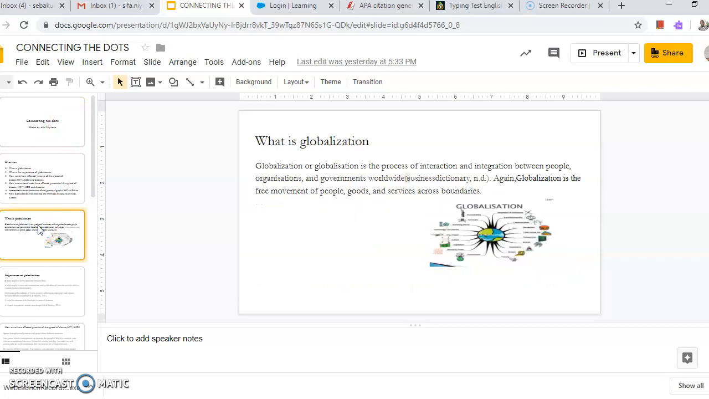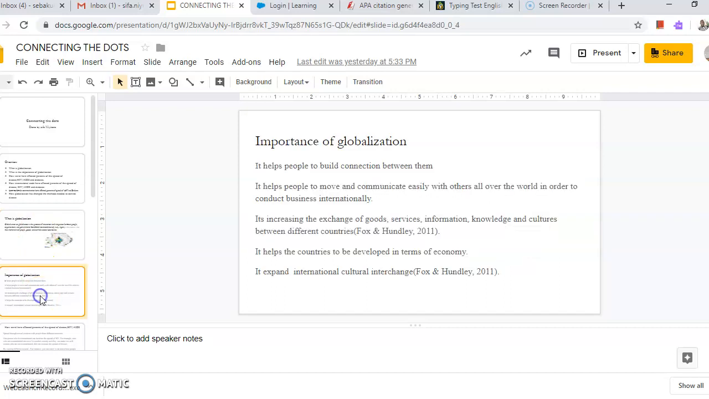What is globalization? Globalization is the process of interaction and integration between people, organizations, and government worldwide. Again, globalization is the free movement of people, goods, and services across borders.